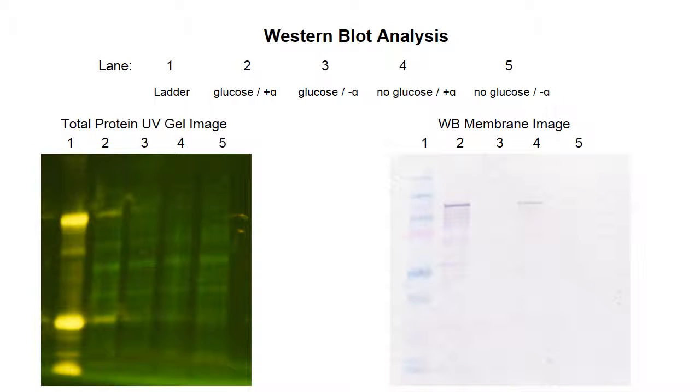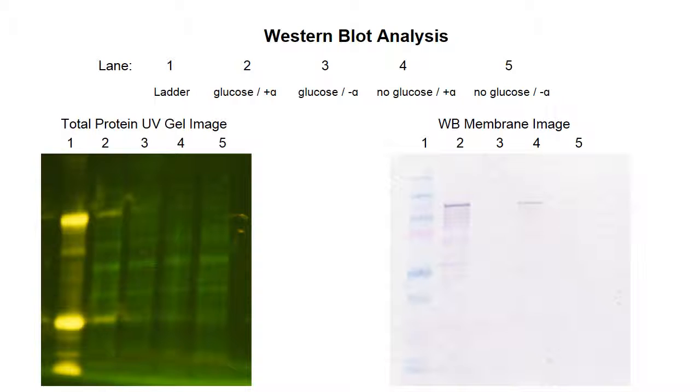This next slide shows 2 images we obtained from performing our Western blot. On the left is a UV image of our gel to quantify the total proteins in each lane of the ladder. On the right is an image of the membrane.